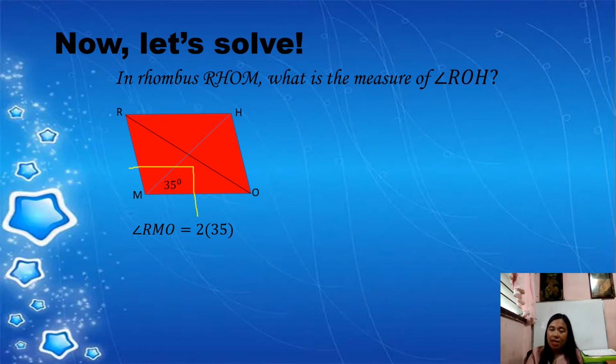To get that, of course, we need to use theorem number 4, in which a diagonal of a rhombus bisects opposite angles. Therefore, it should be multiplied by 2. So 2 times 35 is 70.